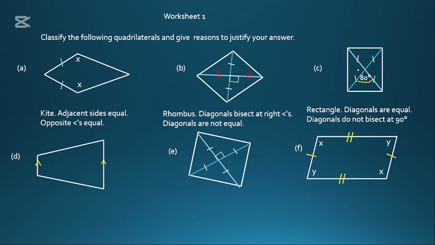Then we get to D. Only one pair of parallel lines, so it can only be a trapezium. One pair of opposite sides are parallel.